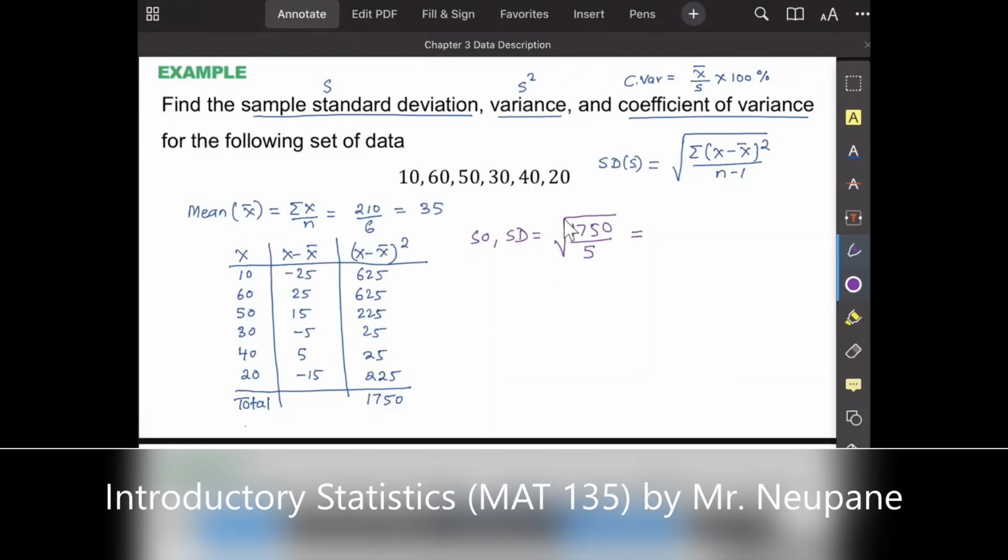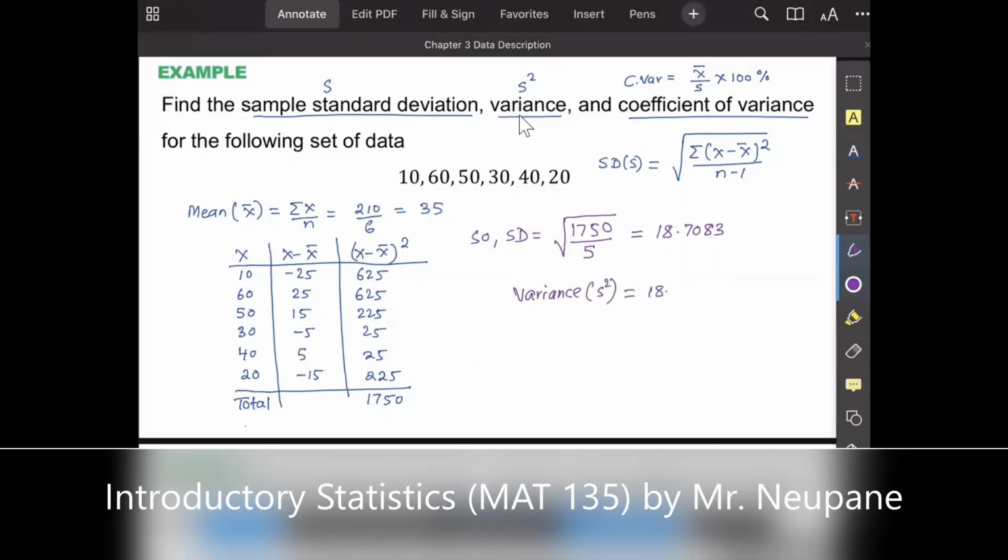First, you have to type the square root. 18.70. Yes, it is 18.7083, right? Yeah. That is the standard deviation. Next, we need the variance. We write variance as S squared here.